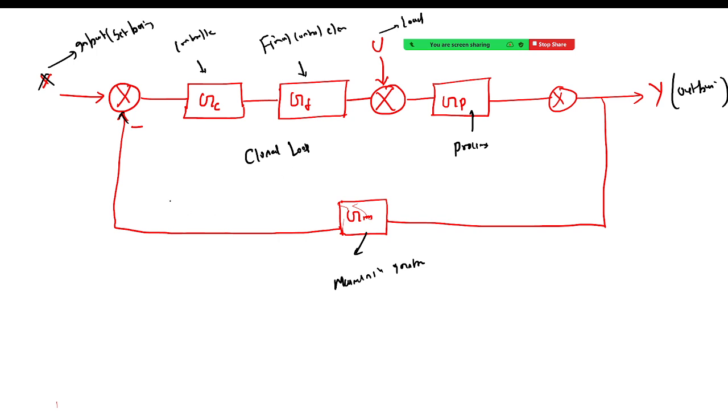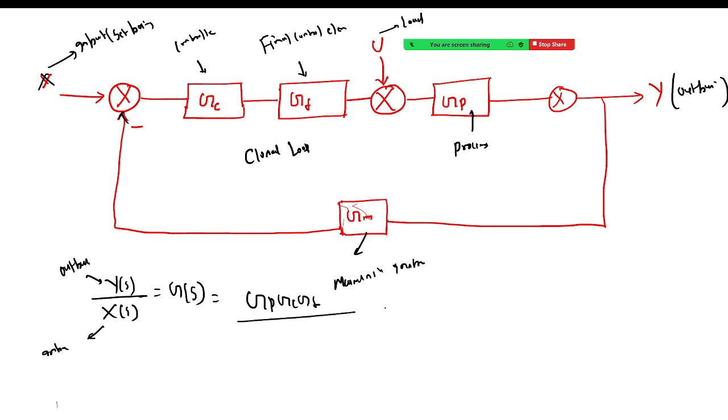And this is a closed loop transfer function. So if I want to know the transfer function of the closed loop, it will be equal to Y upon X, that is called G(s), that is Y(s) upon X(s). So in the previous lecture, I told you how we can understand this. That will be equal to GP GC GF divided by 1 plus GP GC GF GM.